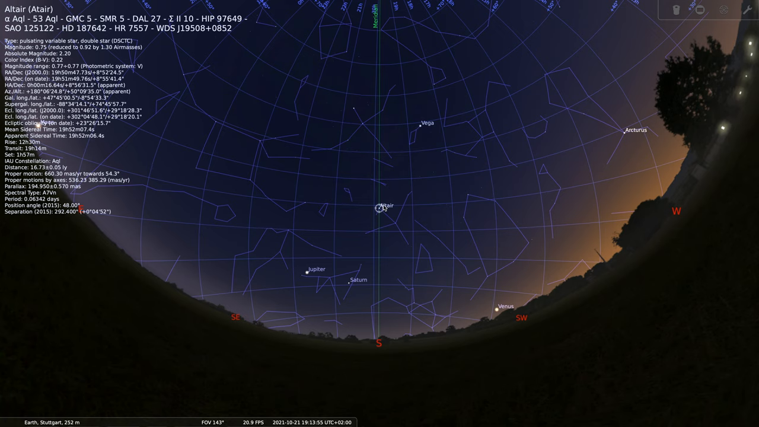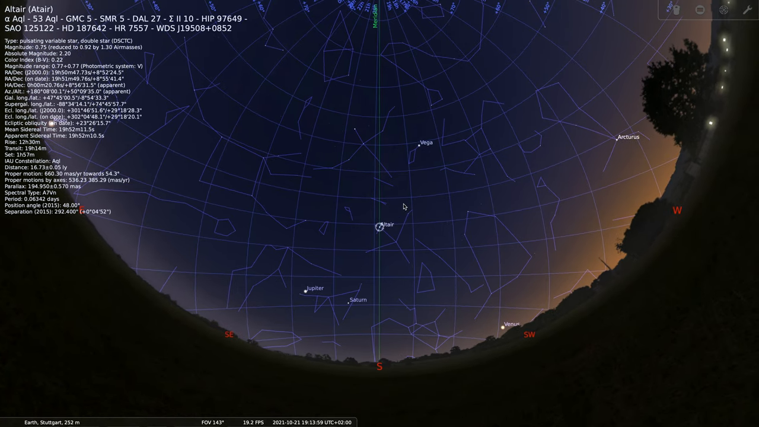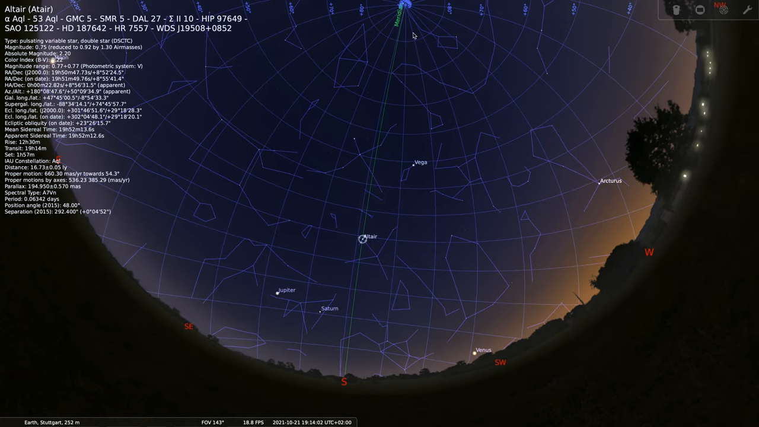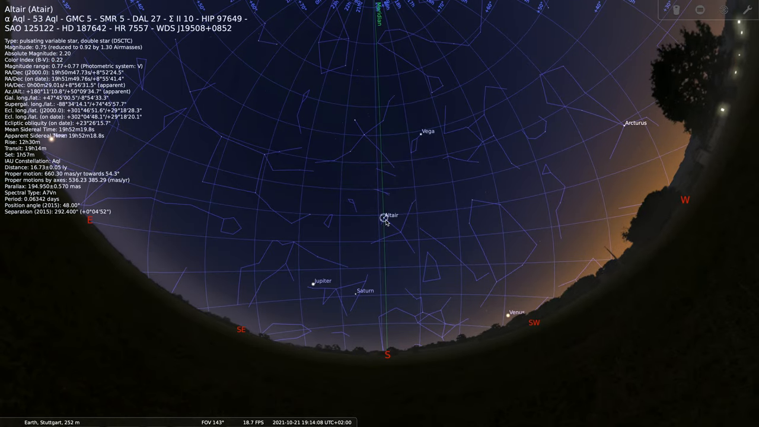So the equatorial system is based on the movement of our home planet and with the rotation points, equatorial North Pole, South Pole, and the definition of the right ascension and the declination and the so-called apparent sidereal time.